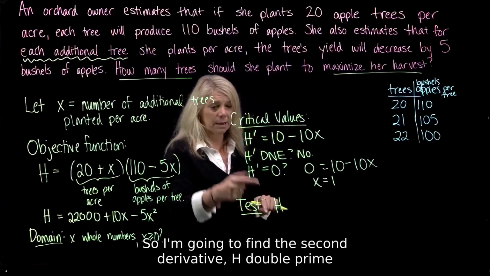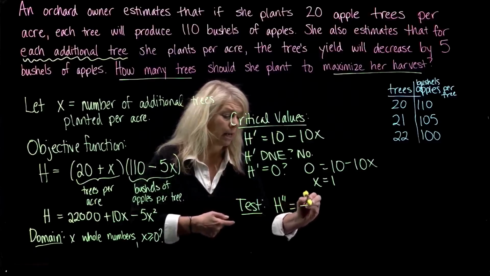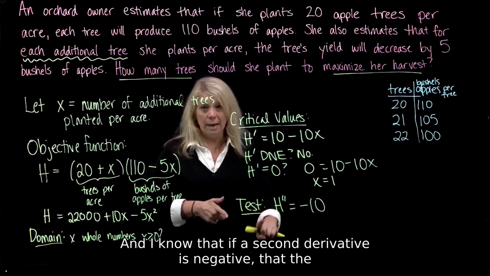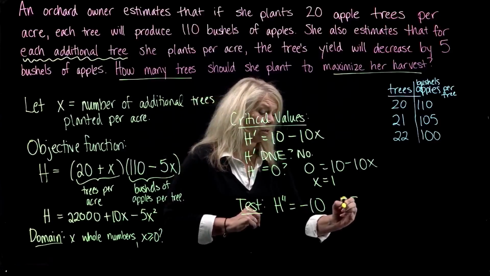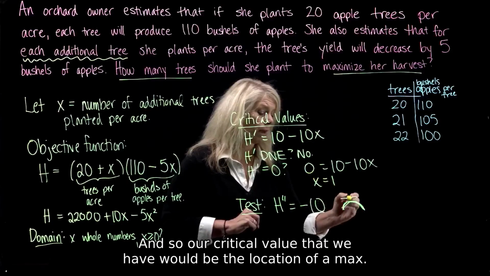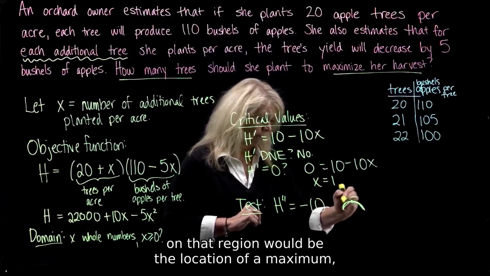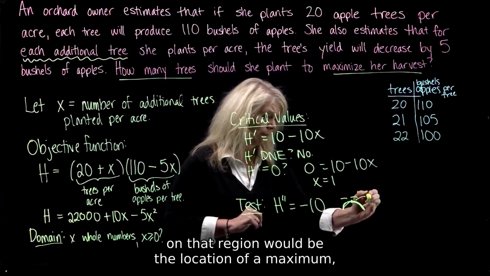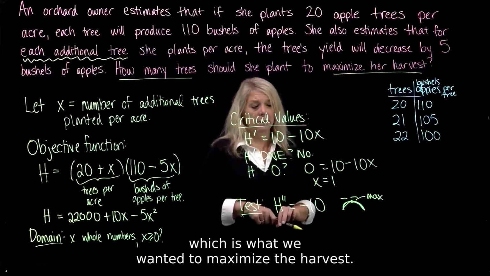So I'm going to find the second derivative, h double prime, will be negative 10. And I know that if a second derivative is negative, that the function is concave down. And so our critical value that we have would be the location of a max. So if the function's concave down, the critical value on that region would be the location of a maximum, which is what we wanted to maximize the harvest.